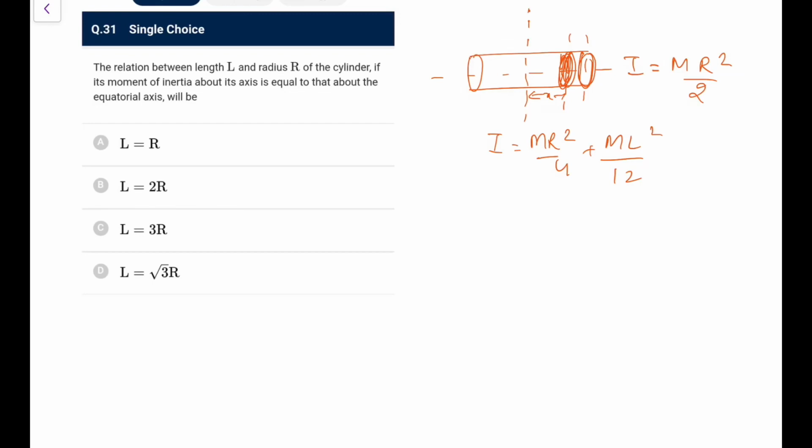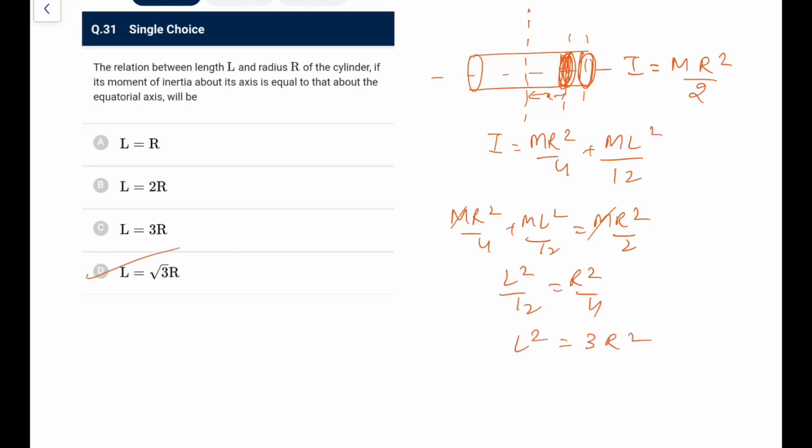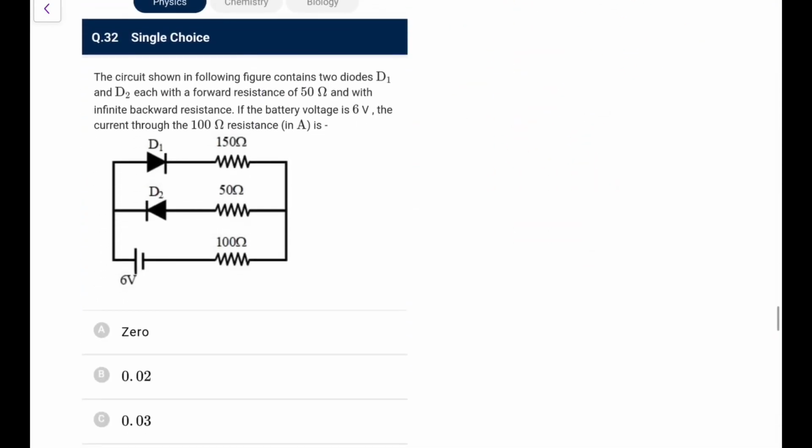So both are equal, that means MR square by 4 plus ML square by 12 is equal to MR square by 2. M and M get cancelled. L square by 12 would be equal to R square by 4. L square is equal to 3R square, so L is equal to root 3 R. Go for option D. So it's a good question if you remember that formula.